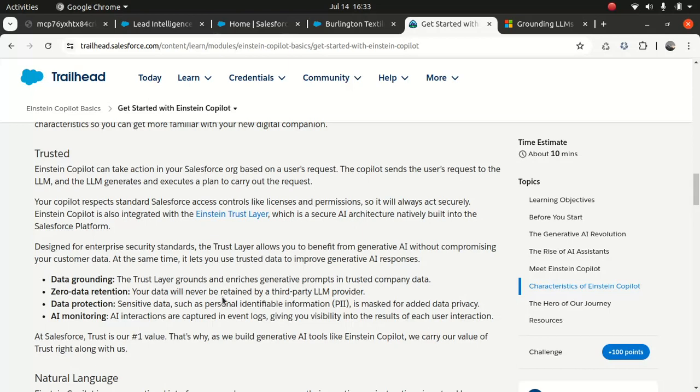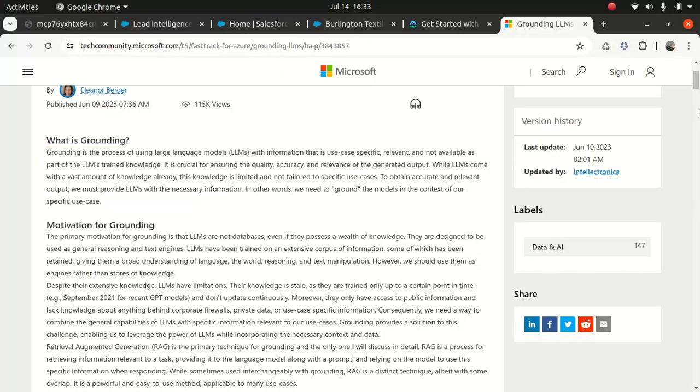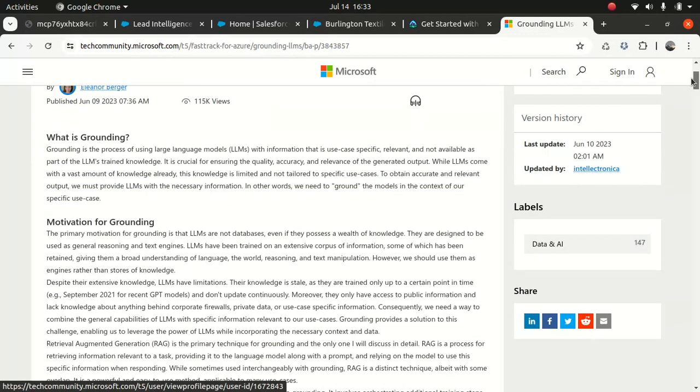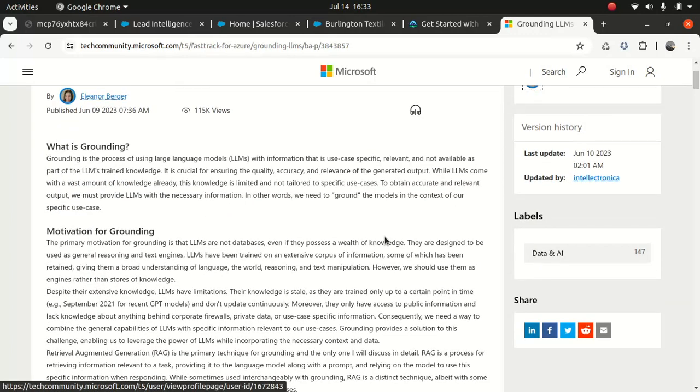I'll show you one definition of grounding, which I found from a Microsoft blog written by Eleanor Berger. There are different articles out there about data grounding, but let's look at this one. It says grounding is the process of using an LLM with information that is use case specific, relevant, and not available as a part of the LLM's trained knowledge. That's exactly what I said.